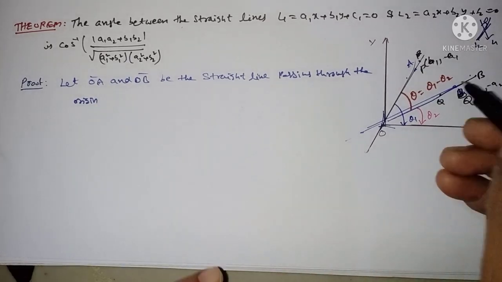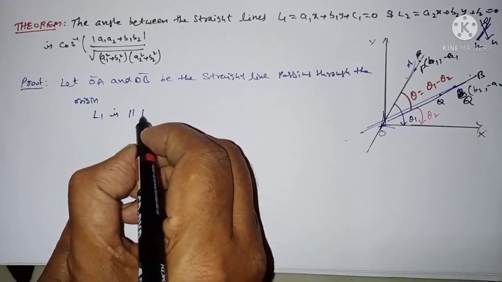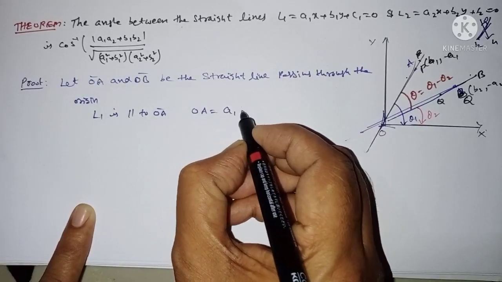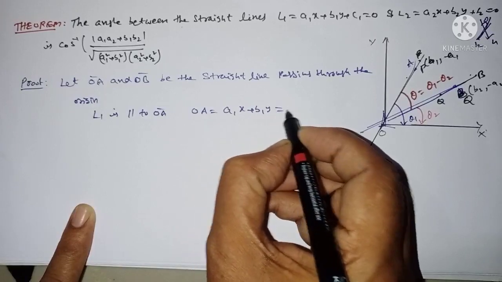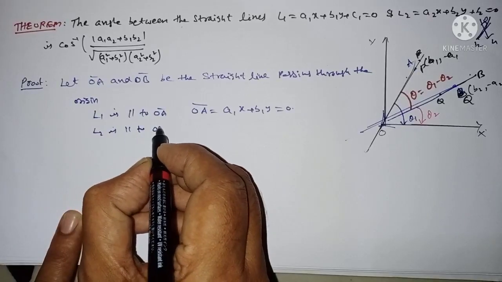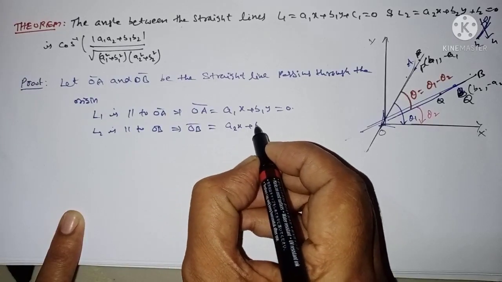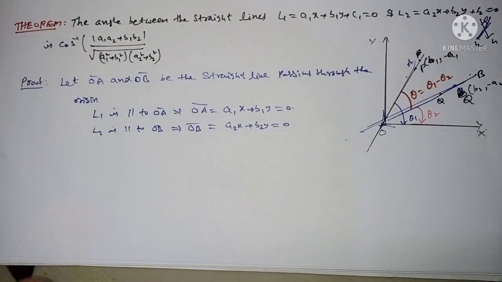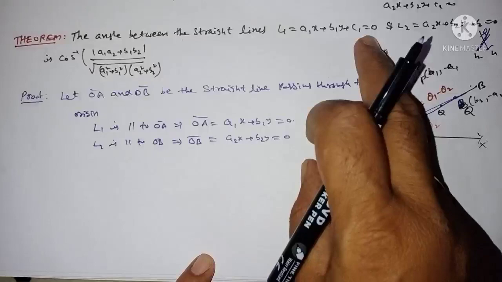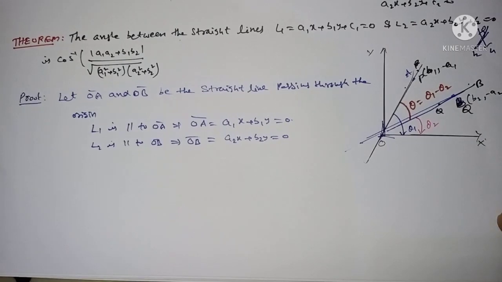Therefore, you can observe here L1 is parallel to OA. Therefore, how can we write the OA equation? a1x plus b1y is equal to 0, that is the OA line. And L2 is parallel to OB, then OB I can write here as a2x plus b2y is equal to 0. Parallel lines mean the same x coordinates and y coordinates, but the constant c1 is not there. You already know about this, that is the parallel lines only.